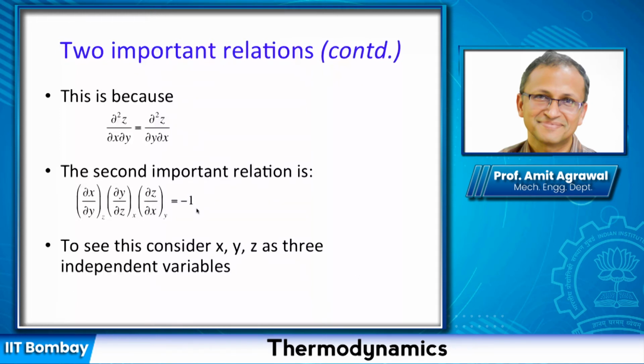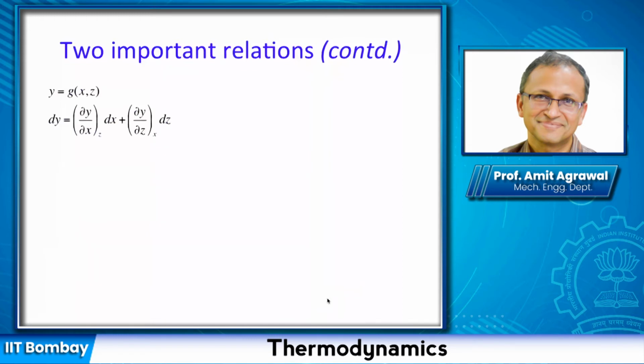Now, to see this, let us consider three independent variables x, y, and z. Let us say x is some function of y and z. And of course, we can write out dx in this manner here: the derivative of x with respect to y multiplied by dy, and the derivative of x with respect to z, keeping y constant, multiplied by dz.